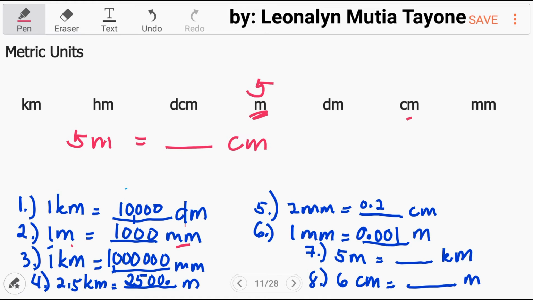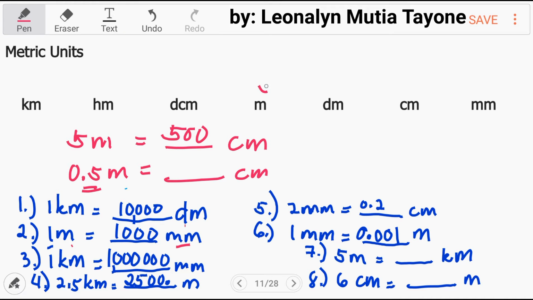Meter, 5 centimeter. So that is 500 centimeters. Now, what if 0.5 meter converted to centimeter? So 0.5 meter converted to centimeter, and that is 50 centimeters.